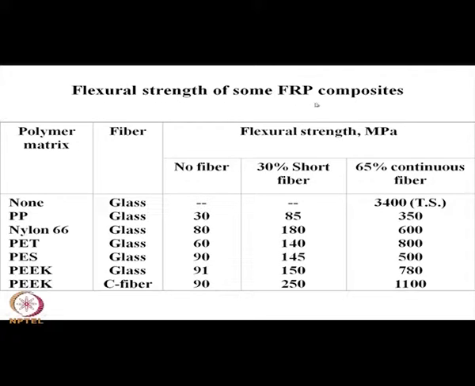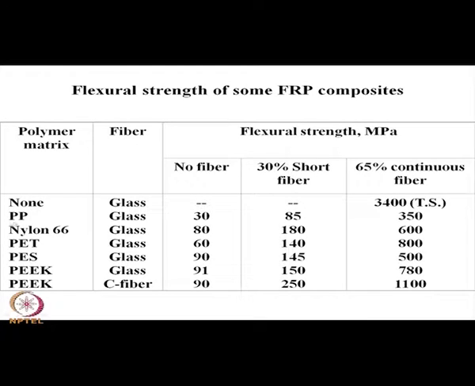Flexural strengths of some fiber reinforced composites. Here the matrix resins were polypropylene, nylon 66, polyethylene terephthalate, polyether sulfone, polyether ether ketone, and the fibers were glass fibers and PEEK with carbon fiber. Without any fiber, the flexural strength for these polymers was in this range: 30, 80, 60, 90, 91, 90, 30. So, it varies from 30 to 90.